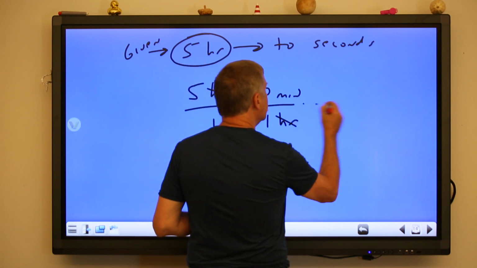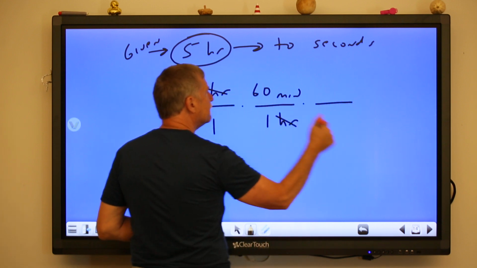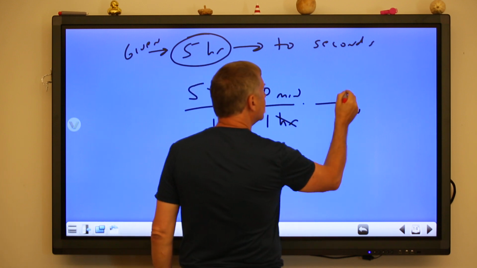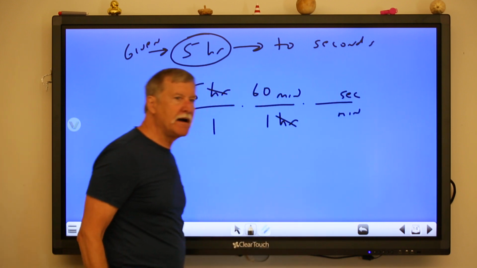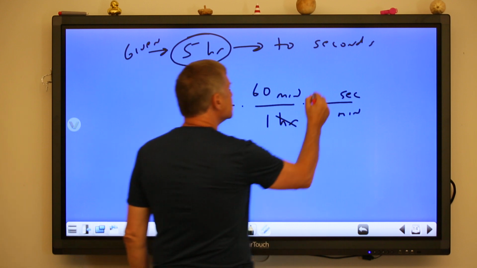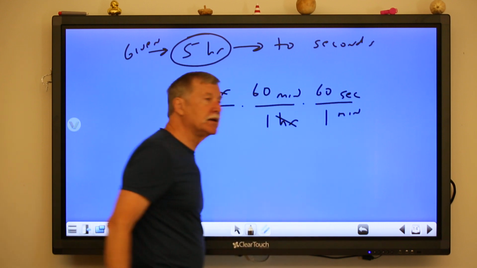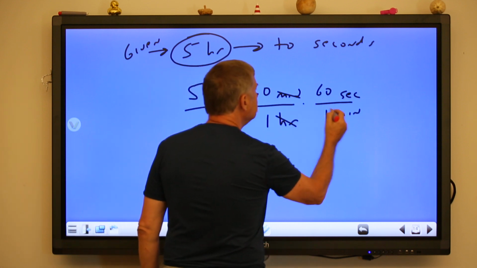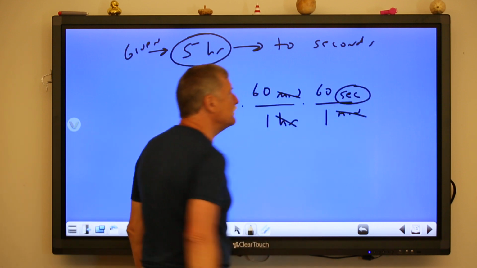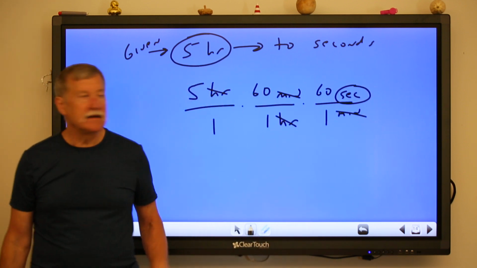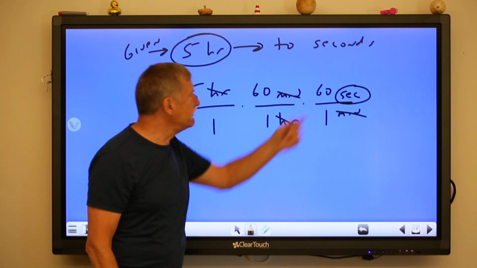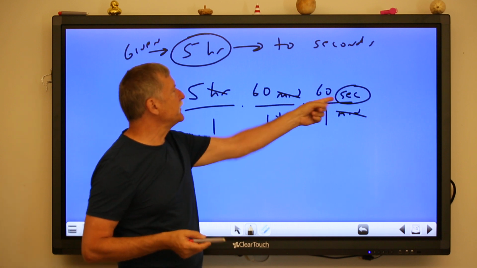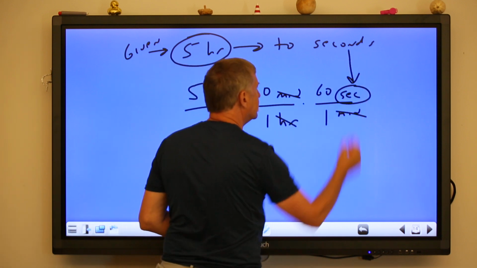In this case, a unit multiplier that's going to get rid of minutes. So immediately I'm going to put minutes on the bottom and the units I want, seconds, on the top. And we know that there are 60 seconds in 1 minute, right? So now we can cancel out the minutes and leave the units we want, seconds. And then it's just a matter of top times the top and bottom times the bottom, and the only units that are left are the seconds that we want.